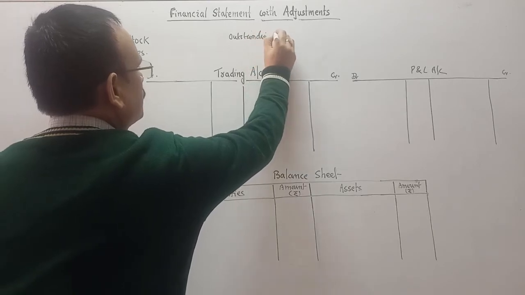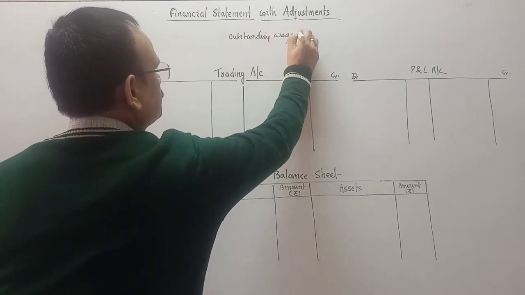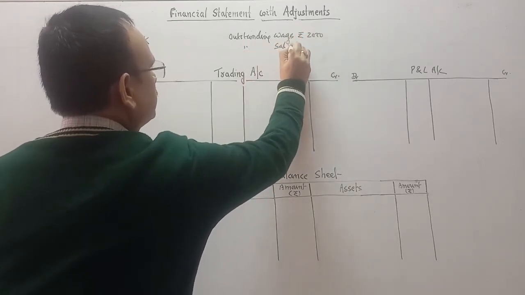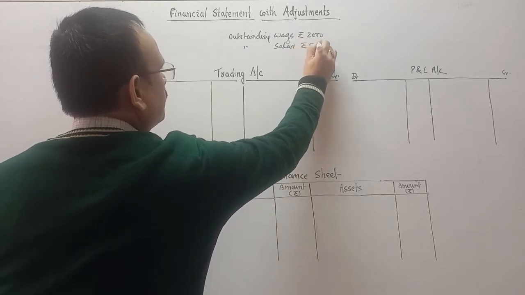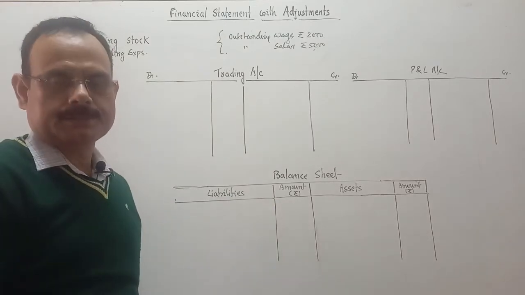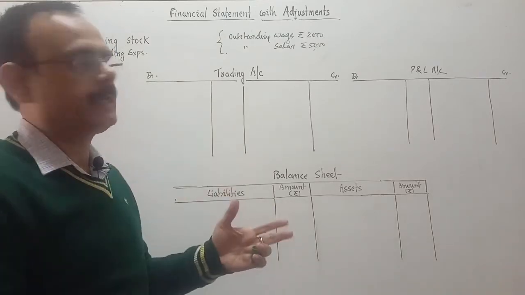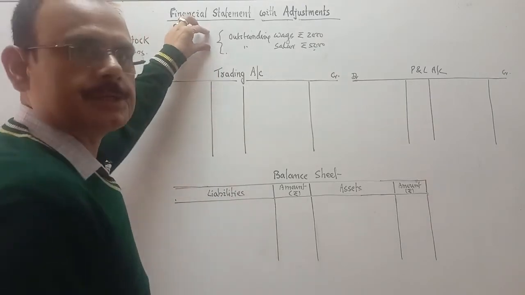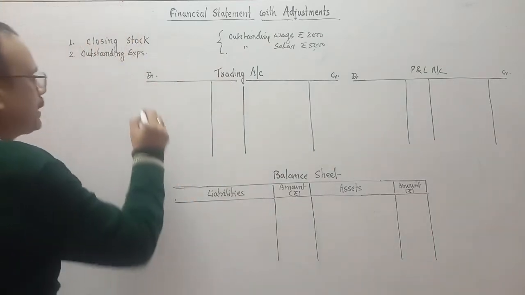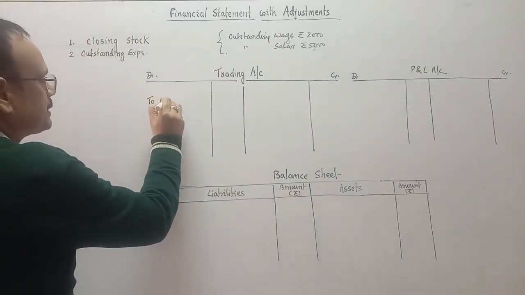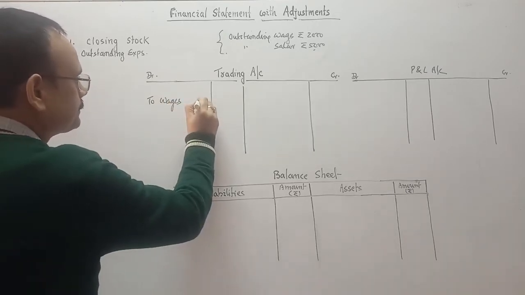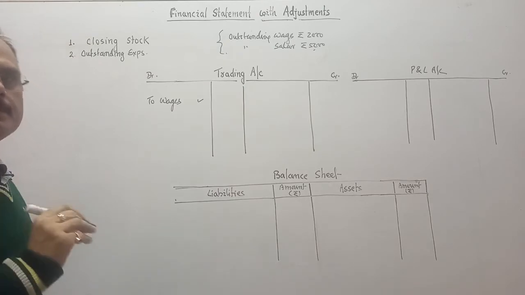After the trial balance, suppose outstanding wages is rupees 2,000 and outstanding salary is rupees 5,000. These two pieces of information are given outside the trial balance, so this is an adjustment. Wages is reflected in the debit side of the trading account, so you write the wages which is given in the trial balance.